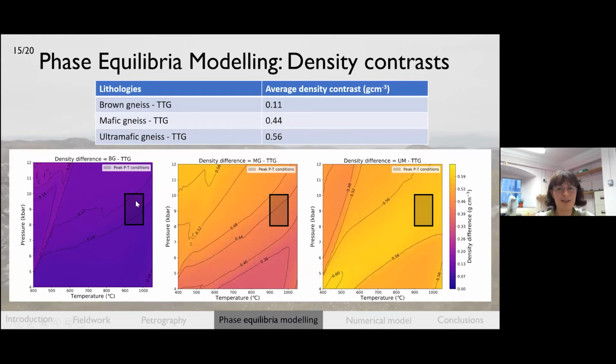And on these figures, our peak pressure temperature conditions are highlighted by the grey box. So for example, here on the left, we calculate what the density difference is between our brown gneiss and our TTG over a wide range of PT conditions. And a key thing to take away here is that density differences are not generally going to exceed the value calculated for peak conditions as pressure and temperature are reduced.